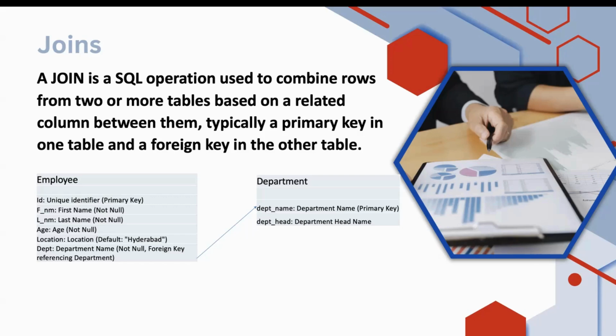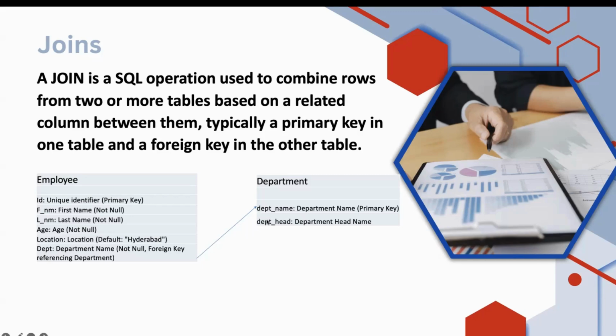So what exactly are joins? A join is an operation used to combine the rows from two or more tables based on a related column between them, typically the primary key in one table and the foreign key in another table. I already explained that. For example, in this scenario, department and employee are the two tables. Department name is the primary key in the department table and it is giving the reference to the department in the employee table, which is a foreign key here. So it is a relation.